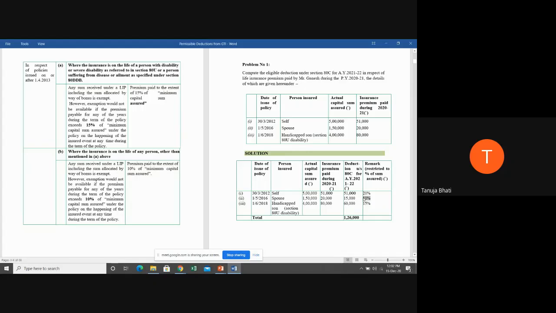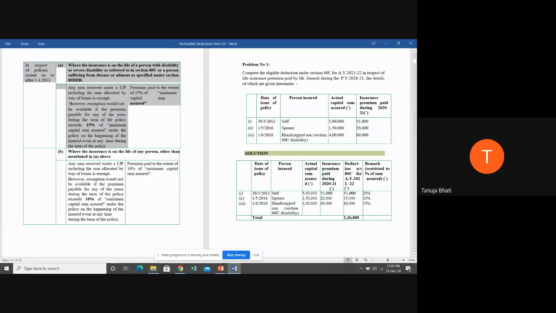So what is the sum assured in the case of spouse? 1,50,000 into 10%. That is 15,000, or 20,000 premium paid, whichever is less. So which is less? 15,000. Therefore, the deduction under section 80C is 15,000. The third one is the issue of date. Policy date is 1/6/2018. So 2018 will again fall under this category, but we have to see whether category A or B.